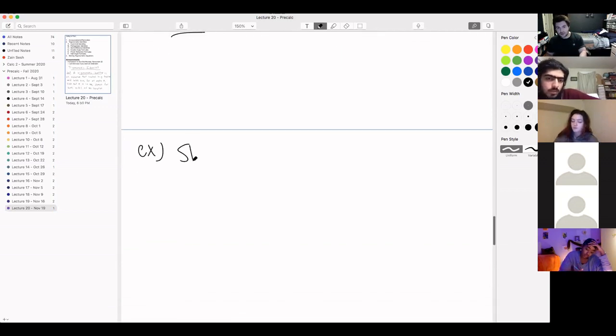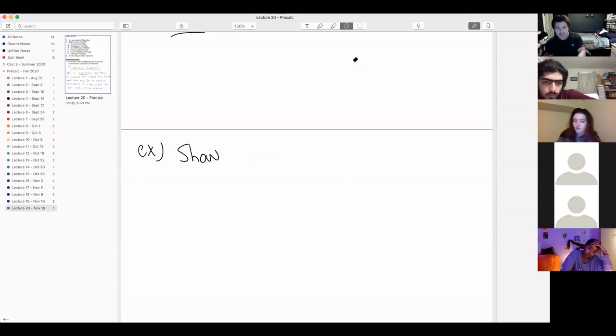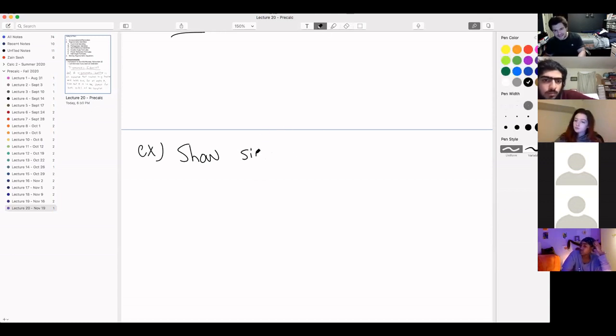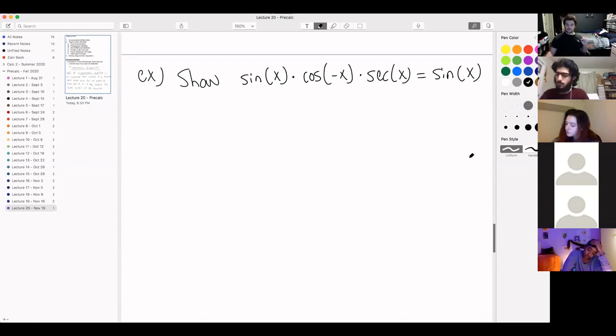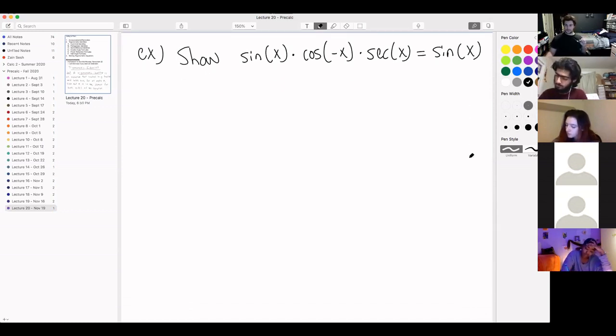All right, here's another example. Okay, show that sine of x times, sorry, I feel like I'm writing very sloppy today. Show that sine of x times cosine of minus x times secant of x is equal to sine of x. Okay, so as before, we start with the left-hand side, okay? And we algebraically manipulate that. We use known identities until it matches the right side. Okay, so let me start with that.